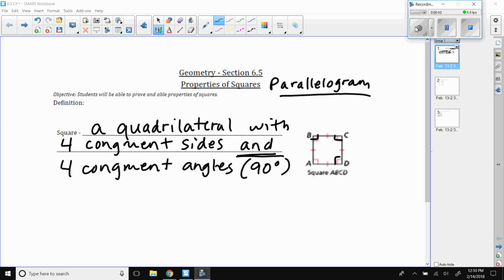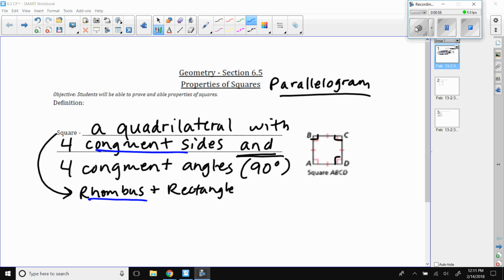So our square is kind of a mix of a rhombus and a rectangle. It's got those 4 sides congruent like a rhombus. And then it's got 4 right angles, which goes along with our rectangle. Okay, and since it has all of its sides and all of its angles the same, we call it a regular polygon. All the sides and all the angles are the same. So all we have for today is just a couple examples using these properties for our square.